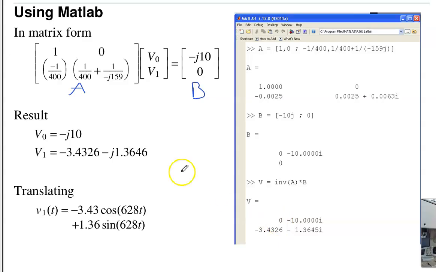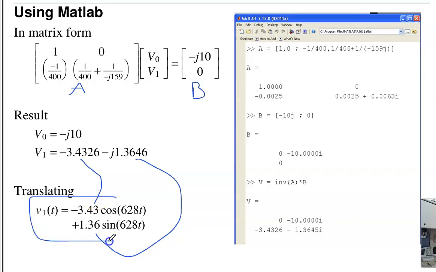What that means is this is V0. V0 is minus j10. I knew that. This is V1. Now what that means is the real part's cosine, minus j is sine. So that is V1 of t in the time domain, this is V1 expressed as a phasor.